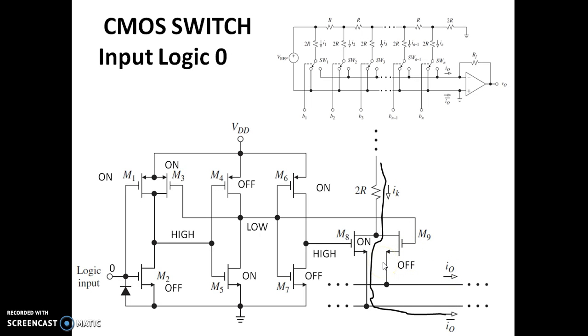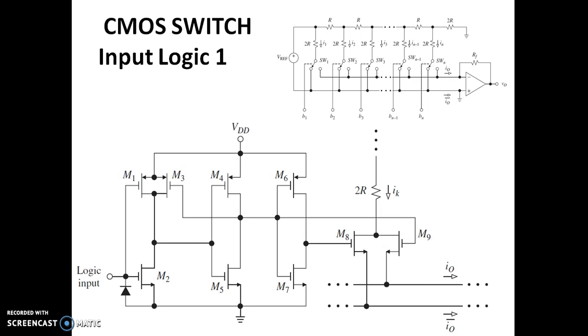Let us see how the current flows through I0 when the logic is 1. So I'm considering the logic of 1 here. When the logic is 1, as per our assumption, the current should flow through I0. So let us see what happens when the logic is 1 here. Keep observing the switch position, switch condition, MOSFET conditions. So when the input logic is 1, because this is 1 meaning VDD, M2 turns on. This is off, this is on.